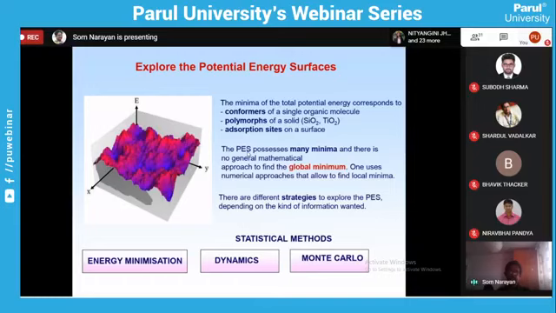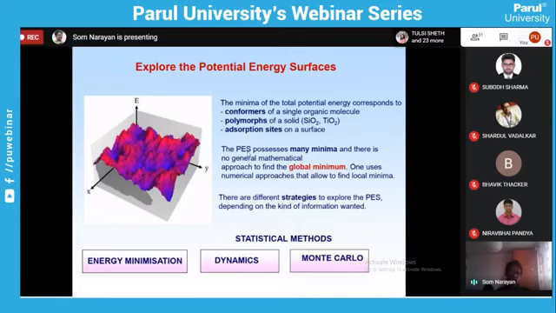So what do we get from exploring the potential energy surface? We can have the minimum of the total energy corresponding to the conformers, whether it is a single organic molecule or a protein. Then polymers or solids, that is SiO2 or TiO2, and their adjacent sites on the surface. As I said earlier, there is no general mathematical approach, so we cannot find the global minima, but we can have the local minima, and from this approach we can have the properties of the particular material we are interested in.